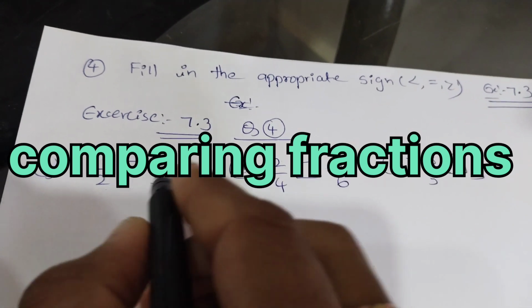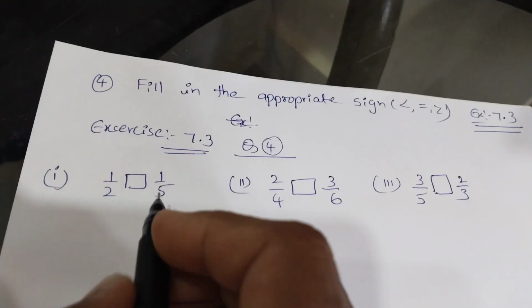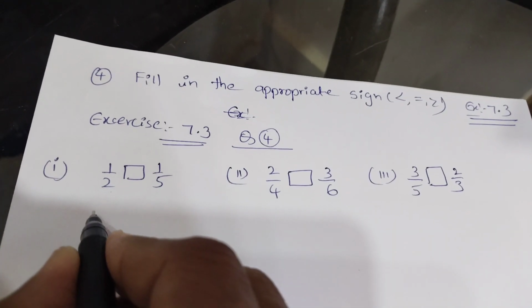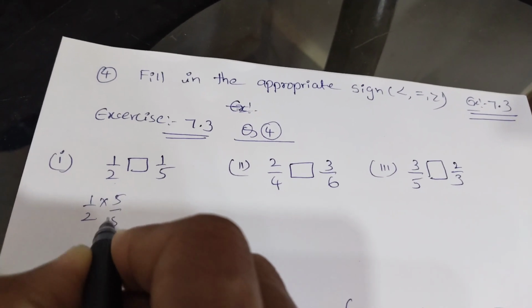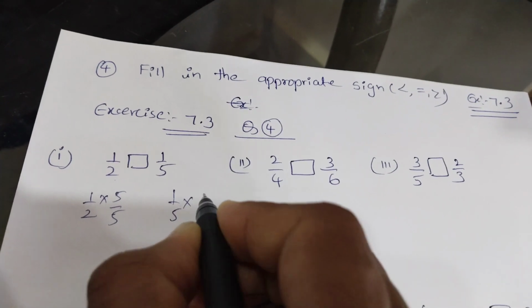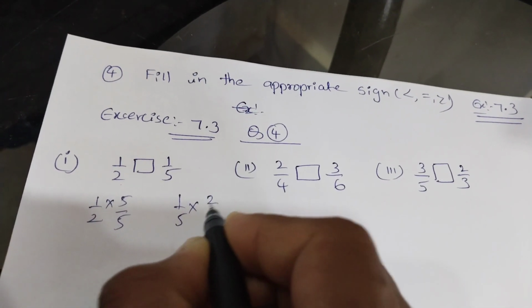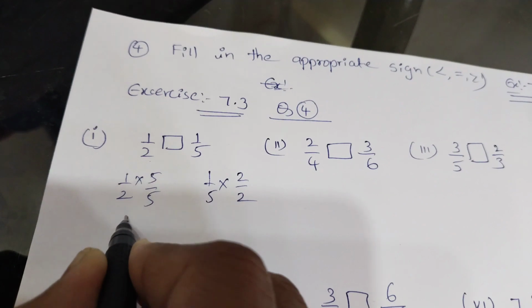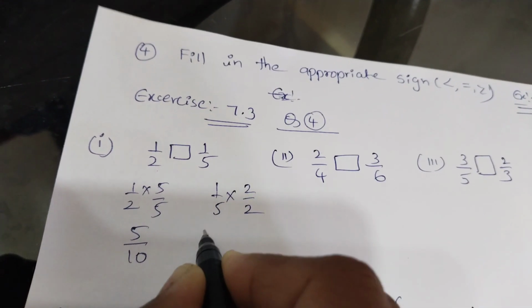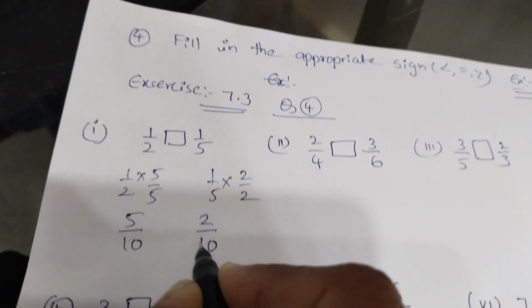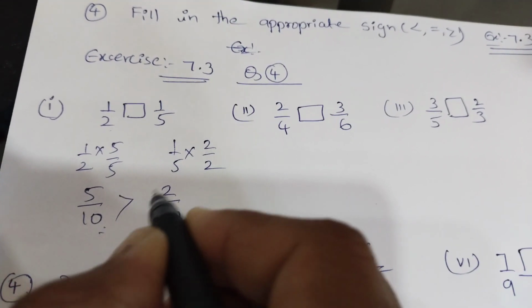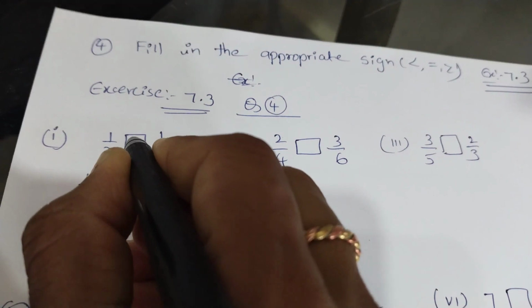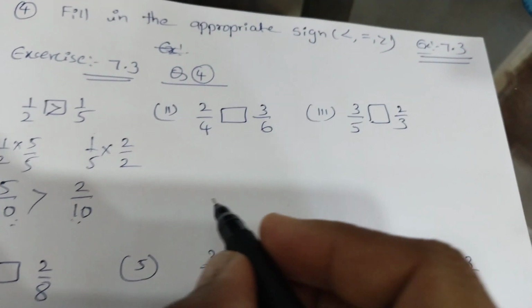So 1 by 2, 1 by 5, which is bigger, smaller or equal, we are going to place the symbols. For this I am going to convert these fractions into like fractions. These two are unlike fractions. So 5 1s are 5, 5 2s are 10; 2 1s are 2, 2 5s are 10. Now they are converted to like fractions. So 5 by 10 comes from 1 by 2, which is greater than 1 by 5. So 1 by 2 is greater than 1 by 5.